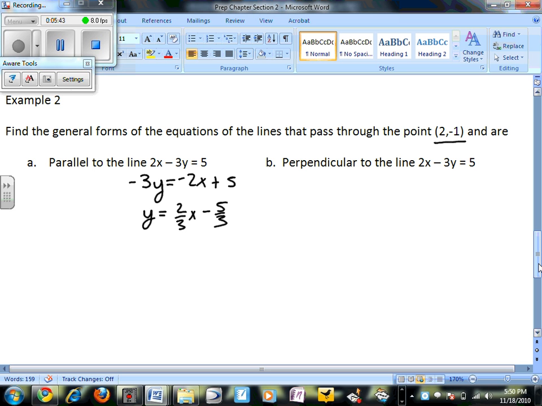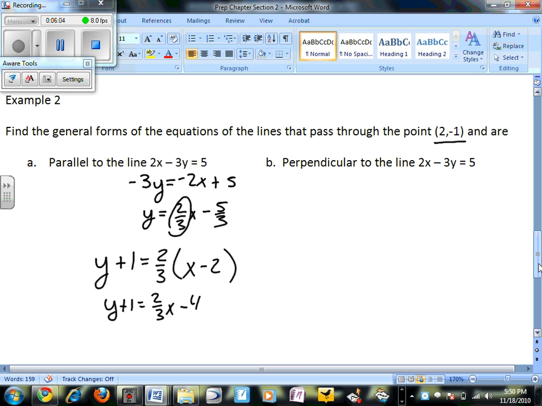Okay, so if I want it to be parallel, my slope has to be 2/3, and I'm going to plug it into point-slope form. So y plus 1 equals 2/3 times x minus 2. Distribute: y plus 1 equals 2/3 x minus 4/3. And subtract my 1: y equals 2/3 x, and minus 4/3 minus 1, which is 3/3, gives a negative 7/3.